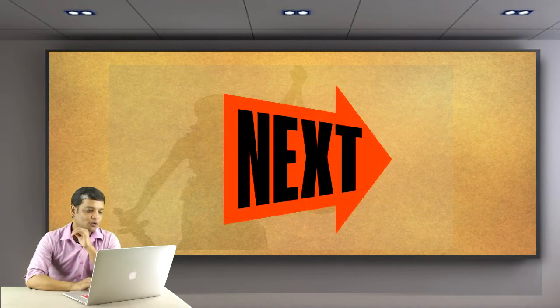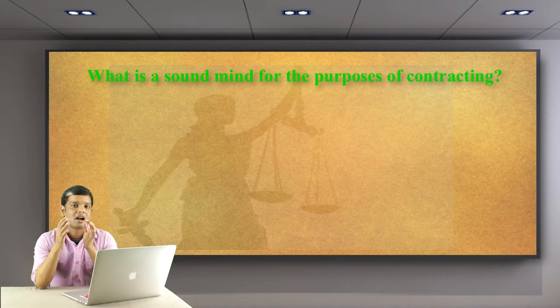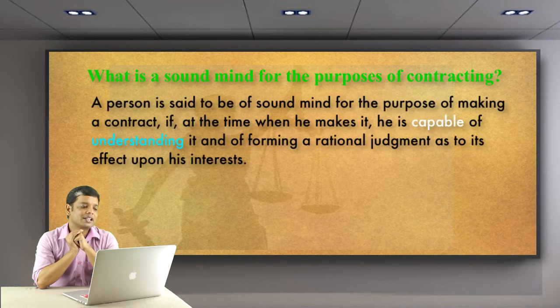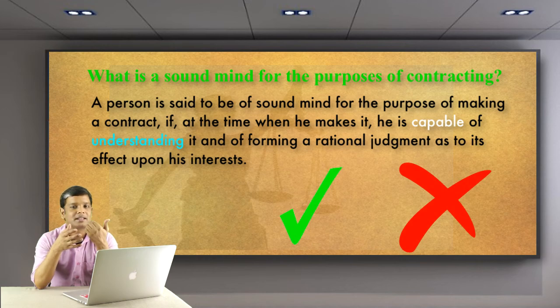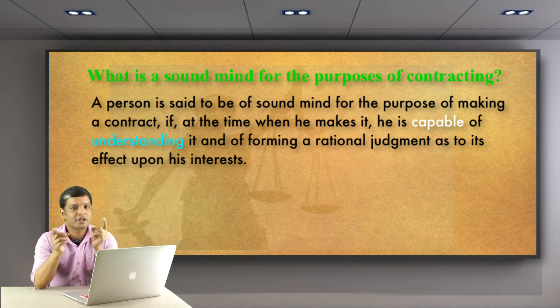Now the next point that we have here is, what is a sound mind for the purpose of contracting? Again, though I explained it now, we will study it in detail. A person is said to be of sound mind for the purpose of making a contract if at the time when he makes it, he is capable of understanding it and forming a rational judgment as to its effect upon his interests. So a person who is able to understand what is wrong, what is right, and what is to his benefit or deficit, if he can appreciate all these things, is considered of sound mind.